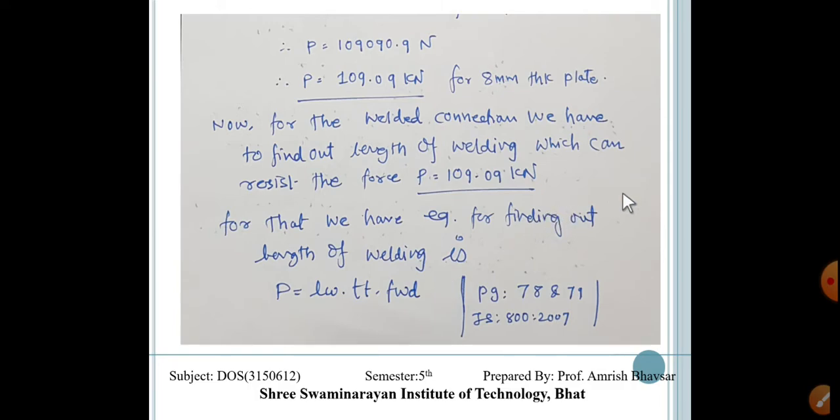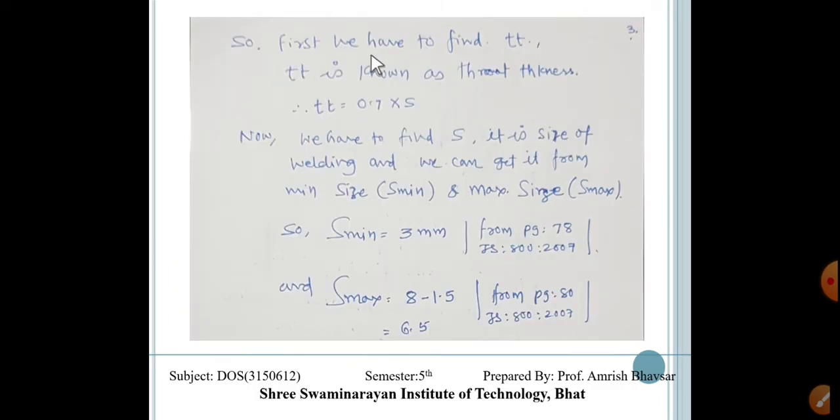Clear? Now, first we have to find out Tt. In that equation we have one term, that is Tt. What is the meaning of Tt? We had also discussed it in our previous lecture. Tt is the throat thickness. And how can we get that throat thickness? Tt is equal to 0.7 into S. And this S is the size of welding, which can be finalized by us with the help of the minimum size of welding and the maximum size of welding.